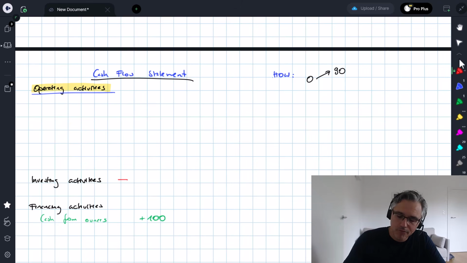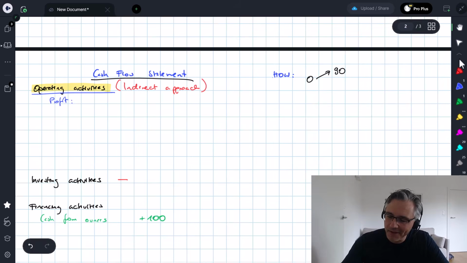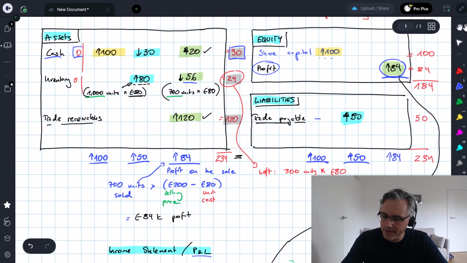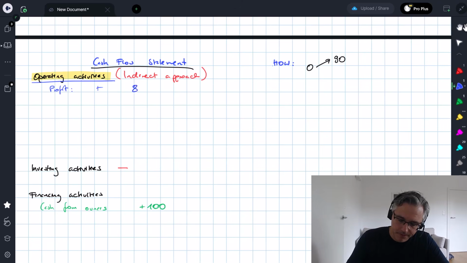Unfortunately, in accounting, most people, when they present operating activities, follow what we call the indirect approach. And this is a source of pain for analysts, but also for people taking the CFA Level 1 exam, because you just have to get used to this format. What happens here is we start with the profit, as we had it over here, a profit of 84, and remember, it's a profit that we've already seen also as part of the balance sheet. So we know what the profit was. Let's start with it, plus 84.